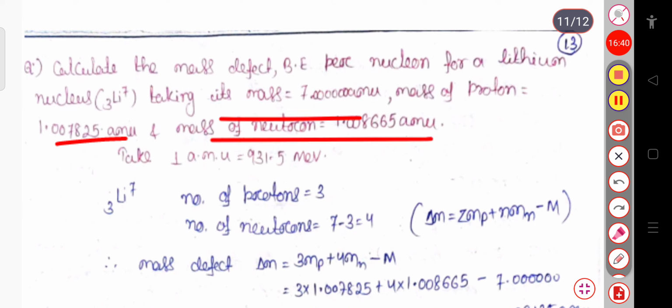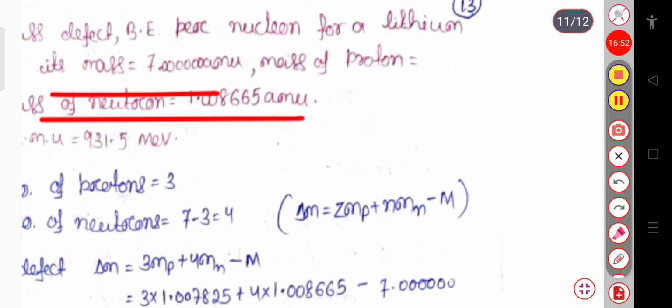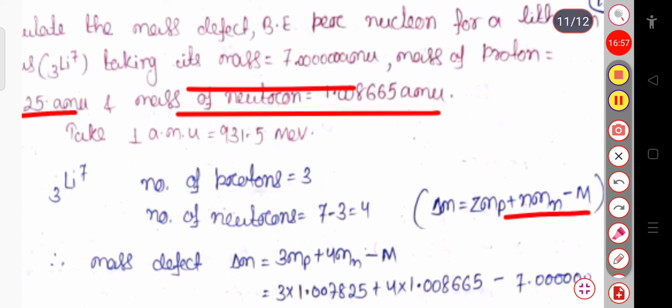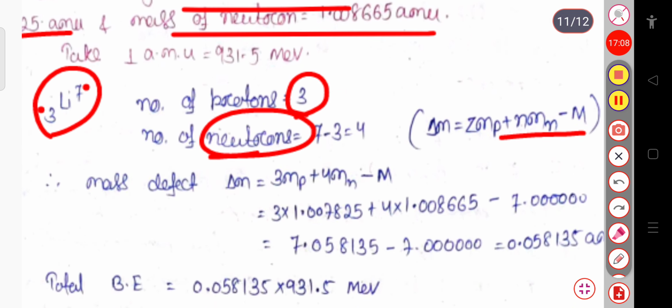So now you have to first calculate the mass defect, after that we will calculate the binding energy, and then we will see the binding energy per nucleon. To calculate the mass defect, you have to calculate Zmp plus nmn minus m. In this lithium atom, that is 3Li7, the number of protons is 3, and 7 minus 3 is 4, that is the number of neutrons.